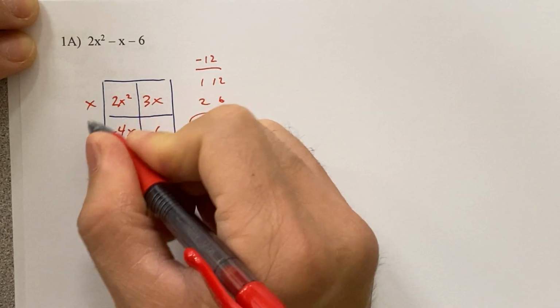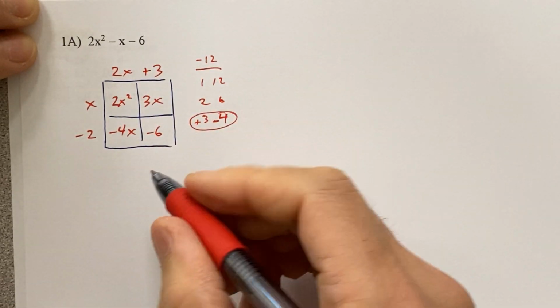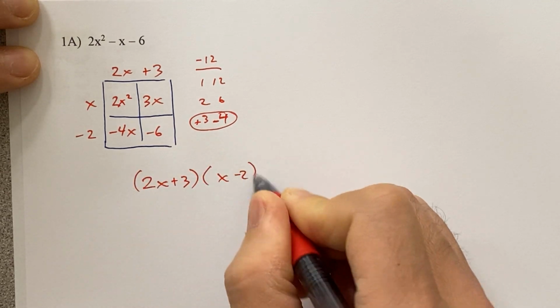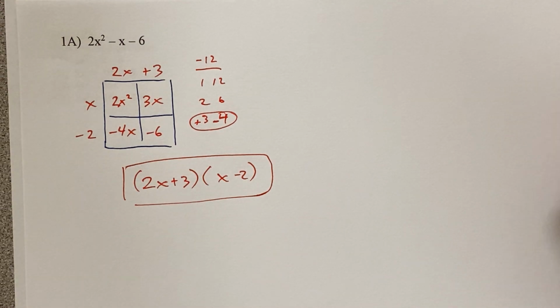GCF each one of these. Hopefully you got this and this. So your final answers are 2x plus 3 in parentheses and x minus 2. Make sure you write your answers as parentheses. Okay, all right, let's take a look at the next one.